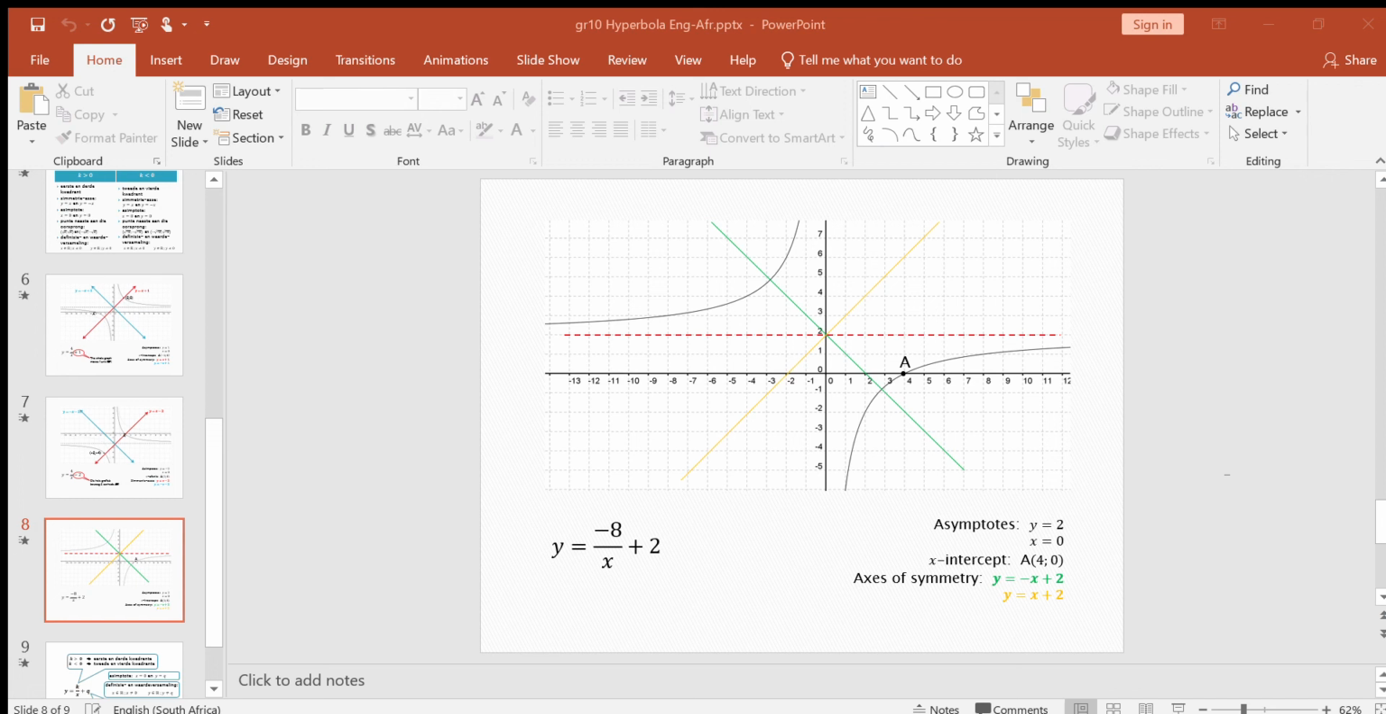Ek gaan vinnig hierso sien. Okay, so daar weet julle, k, as hy positief is, eerste en derde. If it's negative, second and fourth quadrant, sorry. Okay, q. If q is greater than 0, meaning q is positive, it means that the graph moves up. If q is less than 0, met ander woorde minus, dan gaan hy af. Jou asymptote is altyd x is gelyk aan 0, but y will be equal to q. So ons gaan kyk, en as daar geen q is nie, dan is dit mos y is gelyk aan 0, nee?